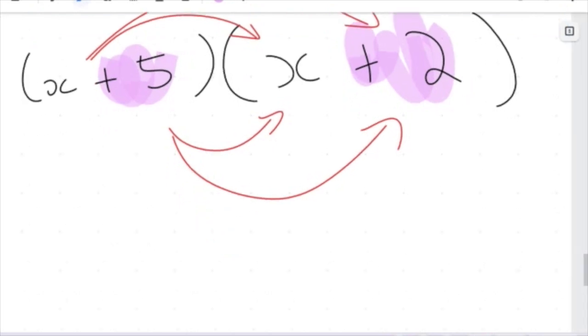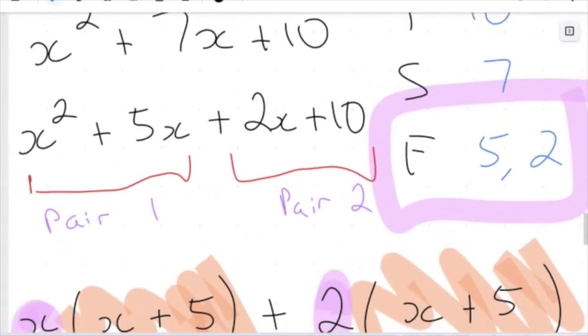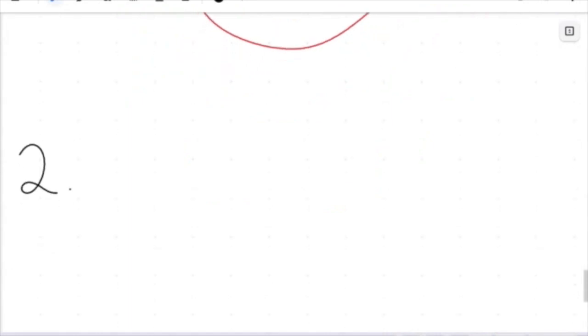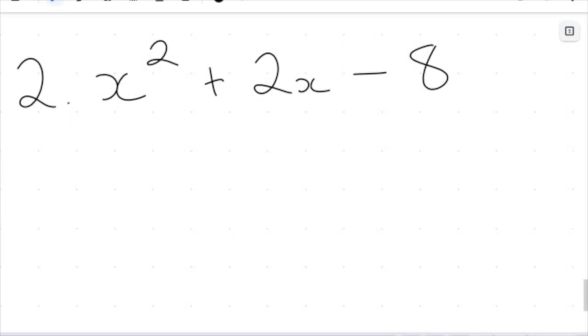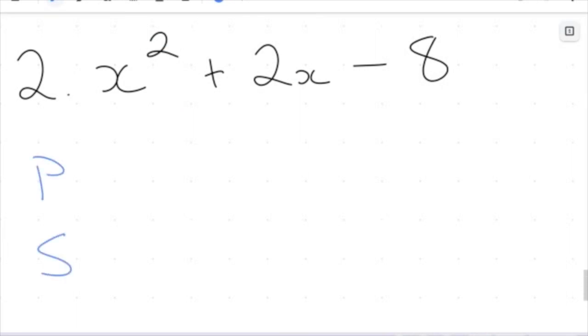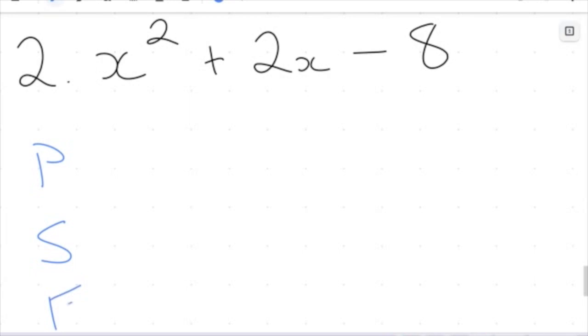Okay, now let's look at another example. So I have, for example, 2, and all of these examples I should say, I'm going to do in this longer way to give you an idea for how this stuff actually works. So for example 2, I have x squared plus 2x minus 8. Okay, now I want to do the same thing as before. I want to consider what my product is, what my sum is, and then what my factors should be.